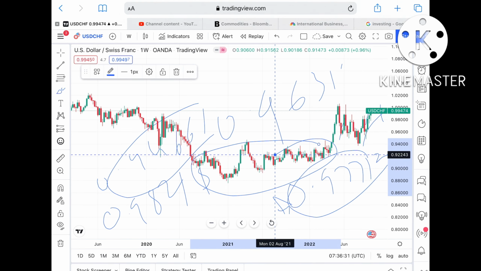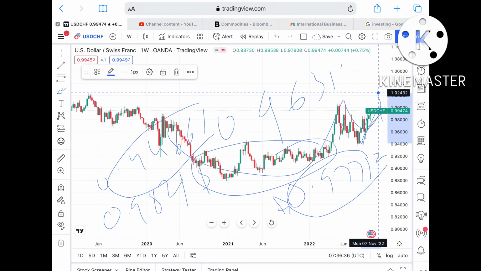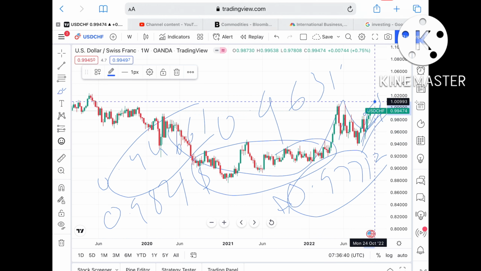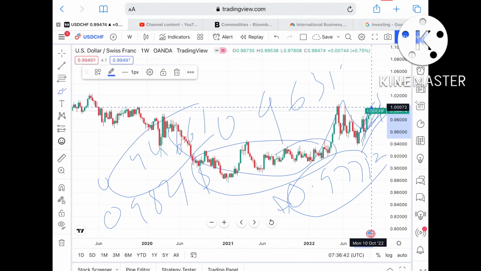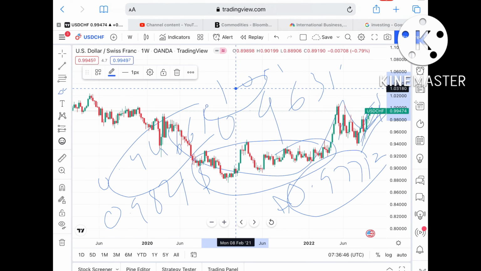But we can see a cup pattern is forming, so the probability is high that we can see the price touch a level of $1.2432. So I have to keep this in mind that if the price moves above a level of around 1.00187, then we can see it can move further high.